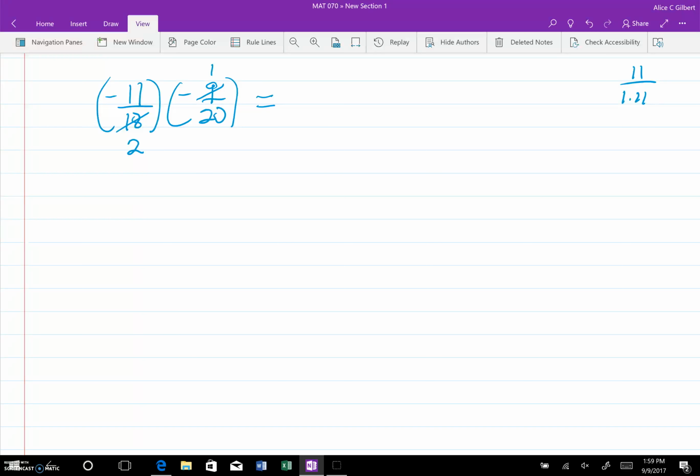So that means I've done everything. So 11, all the cross-canceling I can do. So 11 times 1 is 11, and 2 times 20 is 40, and that's our answer.